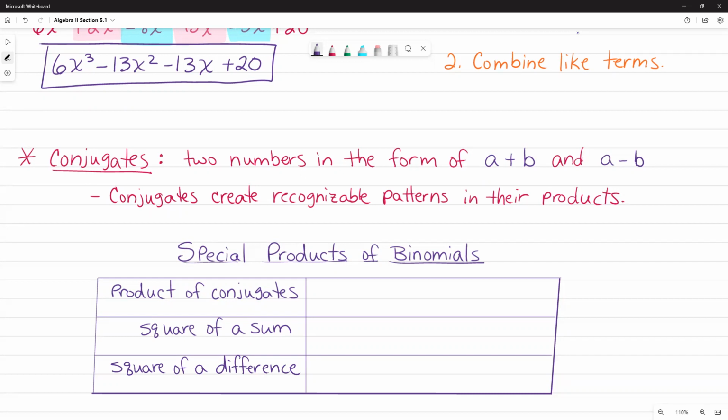So the product of conjugates means that if you have the binomial a plus b times the binomial a minus b, then you end up with a plus AB and a minus AB. So they cancel each other out. So you actually just end up with an answer. You can just take your a and square it minus your b squared.